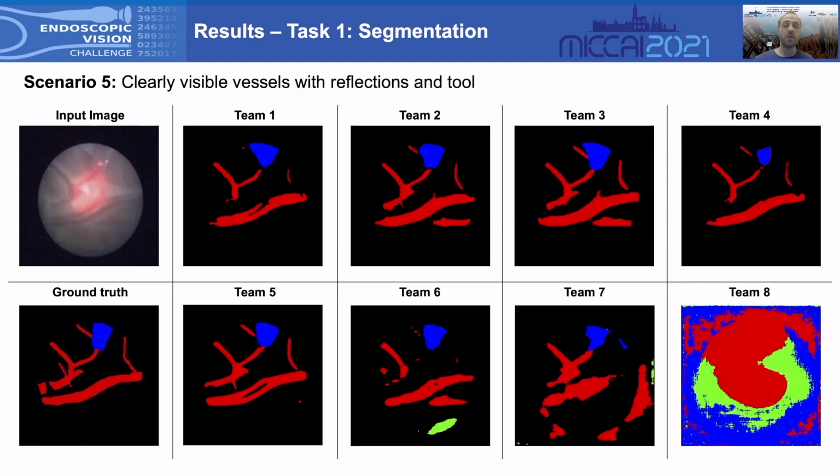In this frame, most of the teams segmented correctly the tool and the clearest vessel in the center of the frame. The smallest vessel, indicated by the arrow, was missed by most of the teams. Teams 1 and 5 additionally predicted a null due to the presence of an inner reflection in the center vessel, while some of the other methods classified the underlying shadow as a vessel.